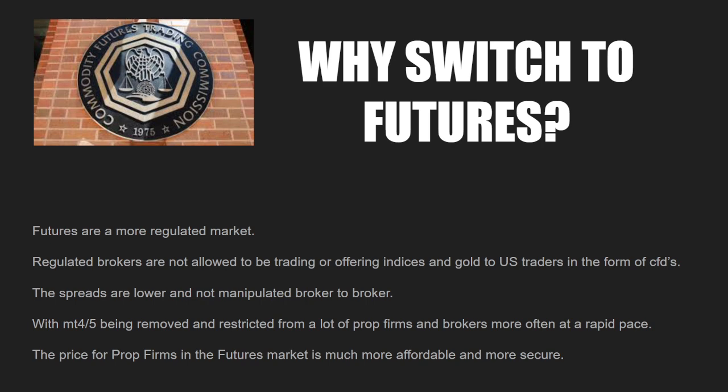Another big bonus when you're coming to the futures market, if you're looking to get into some prop firms, is that the prices for these prop firms are way more affordable and cheaper, and they're more secure to acquire, right? For example, if you were to get a 50K from a Forex prop firm, it's going to be probably around $200 to $300, sometimes more for that 50K, right? Whereas in futures, a 50K prop firm account is going to be $49, right?